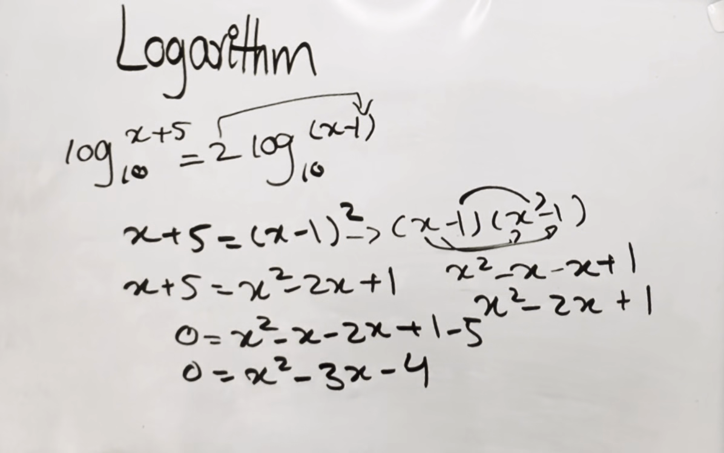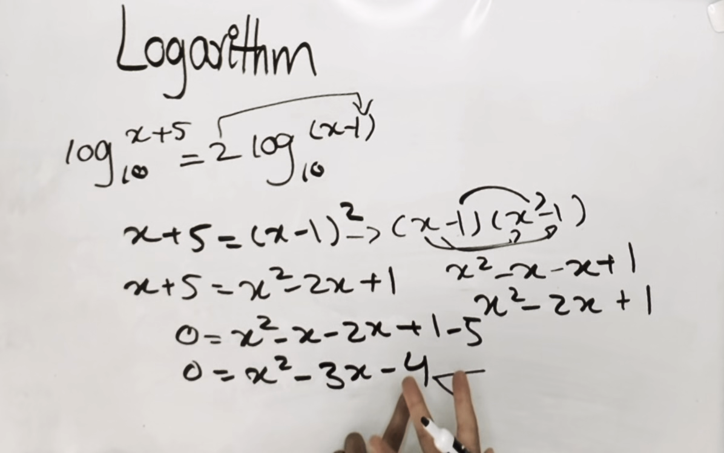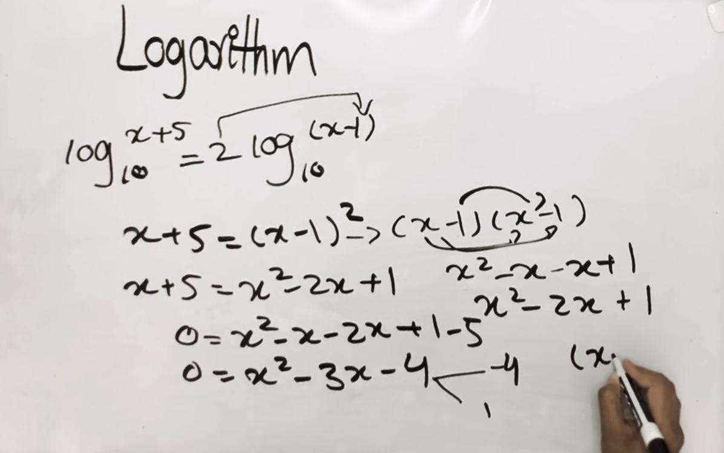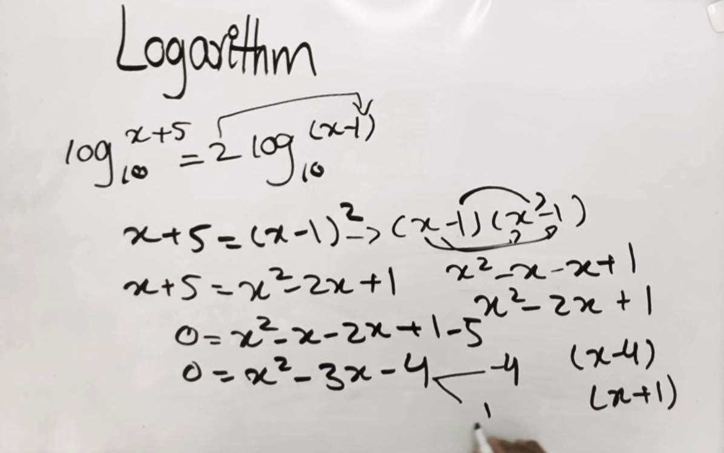And as you can see, this is just a quadratic where you can use the quadratic equation to figure it out, or you can just use the mental thing where we find two numbers that multiply to 4 and add up to negative 3. Those two numbers are negative 4 and 1, which means our answers are x is equal to positive 4 and x is equal to negative 1.